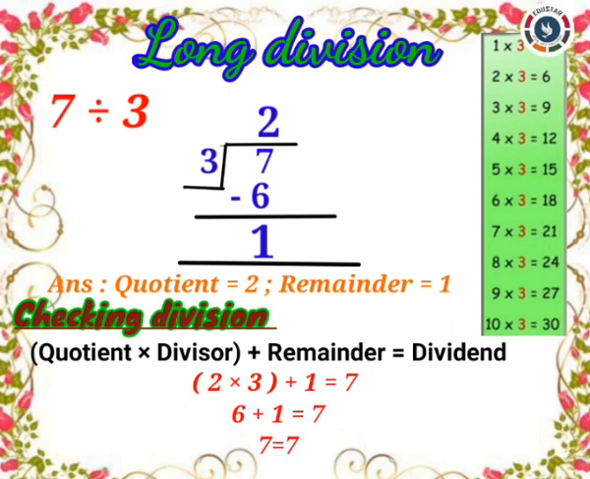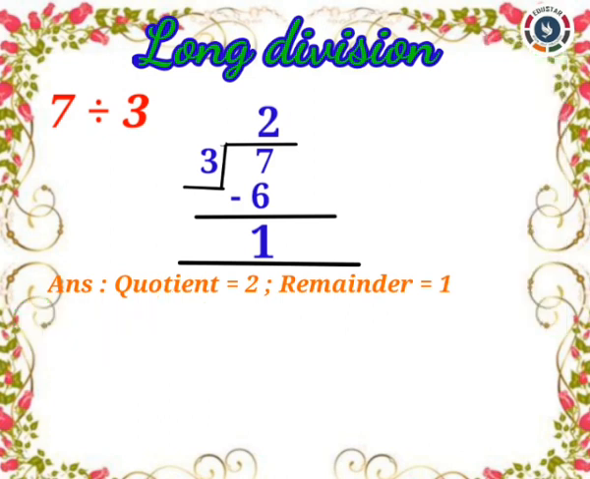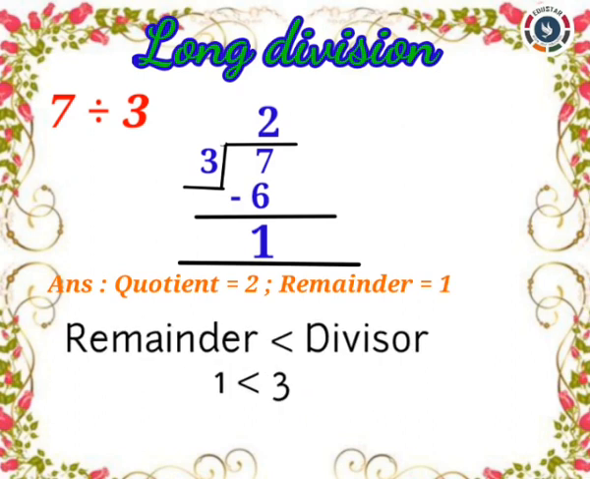We know 2 3's are 6. 6 plus 1 is equal to 7. 7 equal to 7. So our answer is correct. One more important instruction. The remainder must be smaller than the divisor. That is 1 is less than 3.